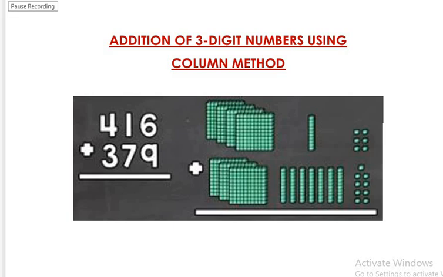Today I'll be explaining addition of three-digit numbers using the column method. Before coming to the column method, that is adding the numbers, we will see how we can add the same using number blocks so that the idea of addition will be more concrete.